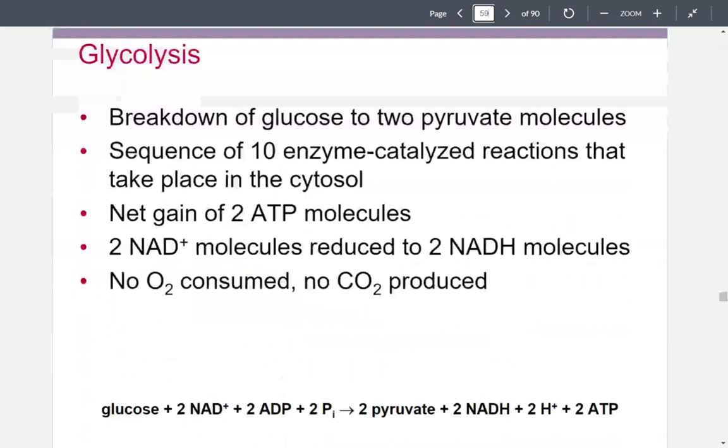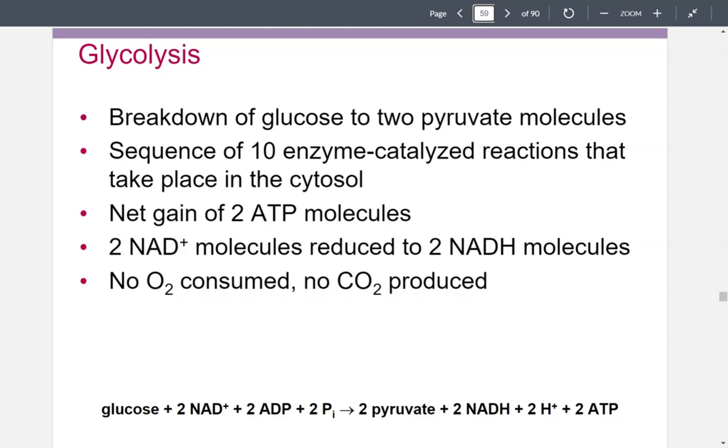Step number 1. This step happens to take place within the cytosol or cytoplasm of the cell. So this can take place without any mitochondria being around, and can also take place without the presence of oxygen because no oxygen is consumed in the making of the end products of this particular step. This particular step is going to involve a sequence of 10 enzyme catalyzed reactions that will convert one glucose molecule into 2 pyruvate molecules.